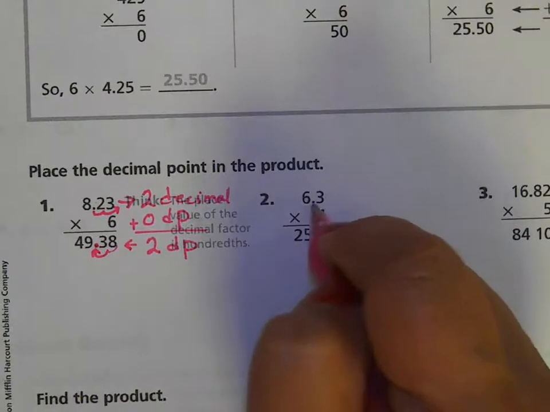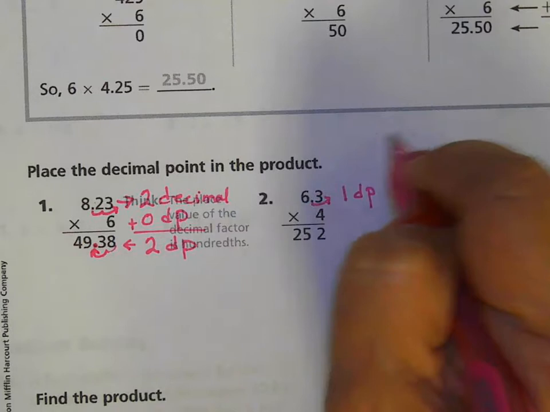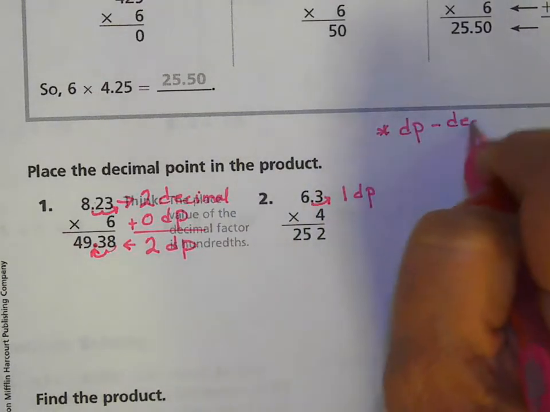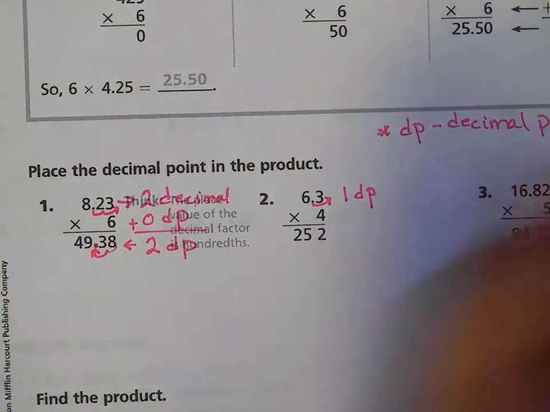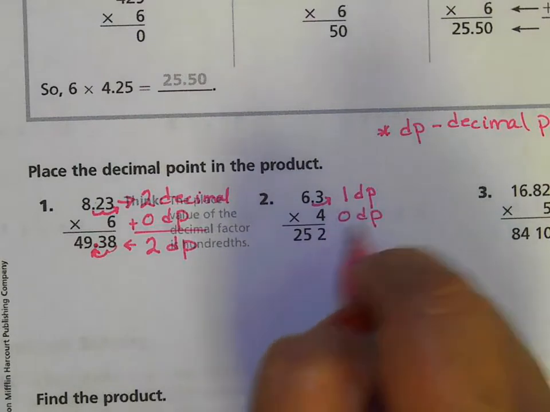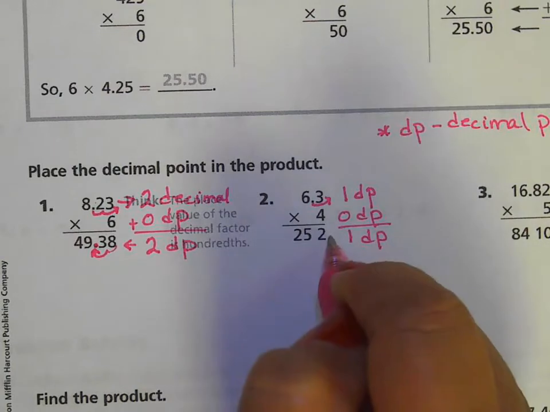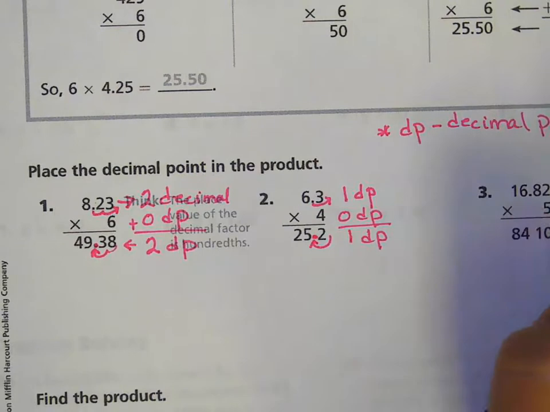On number 2, I'm moving it out 1 decimal place. And this, I'm going to put a note that DP will represent decimal place. There's 0 here. I'll add that up. So in my product, I'm going to move it only over 1 decimal spot. And that's right there. Number 3, I'm moving it out 2 decimal places.